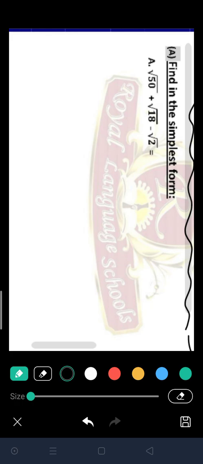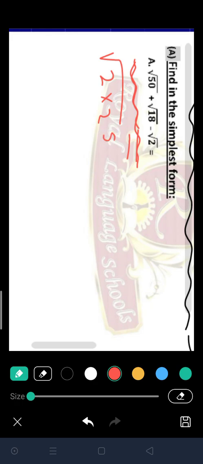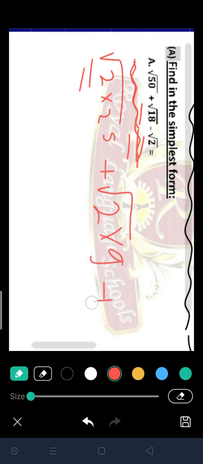Another example: find in the simplest form root 50 plus root 18 minus root 2. To put this example in the simplest form, we look at the smallest root and put the other two roots like it. So root 50 equals what? Equals root 2 times 25. We choose 2 times 25 to make root 2 like root 2, and then plus root 18 equals root 2 times 9, minus root 2.